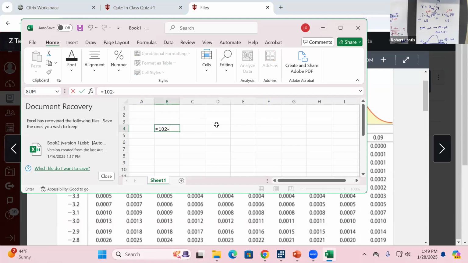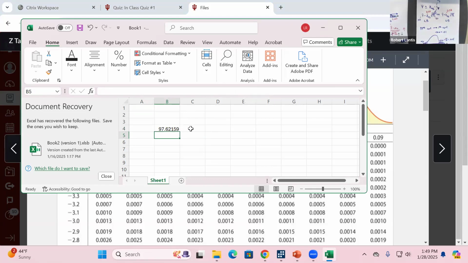So 102 minus 2.58 times the square root of 144 over 50. So I'm getting what, 97.62? Can anyone verify if you're following along? But that should be right. Yeah. So I'm just typing this into Excel behind the scenes, right? Because this is just a matter of getting this entered into our calculator.